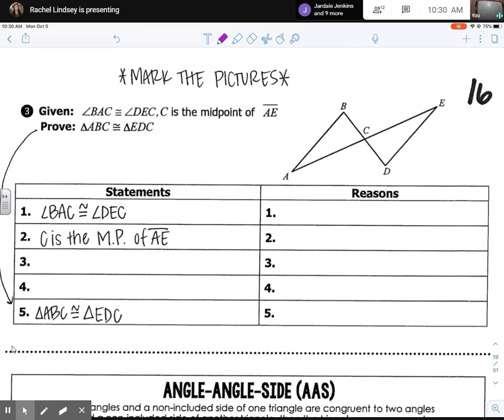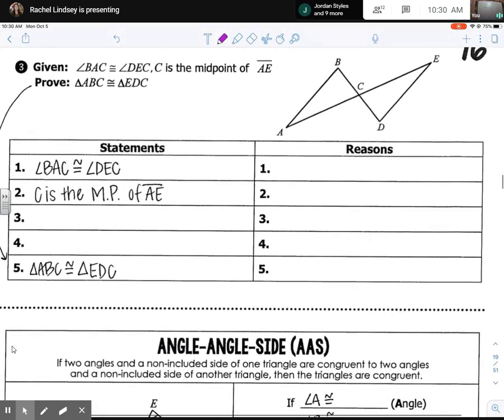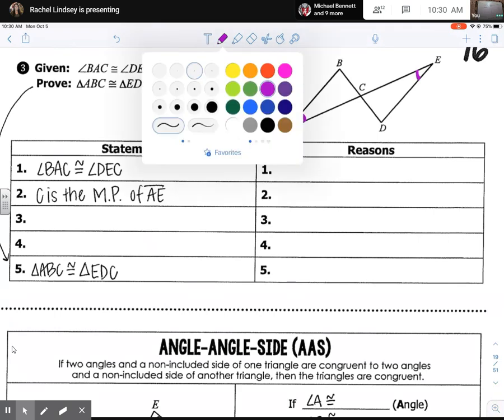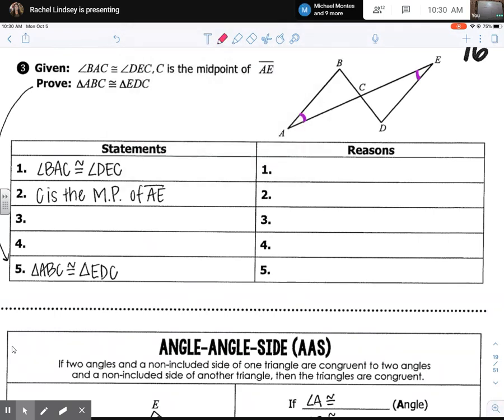Okay, so on page 16, number 3, we're given angle BAC is congruent to angle DEC. So I know those two angles are congruent. Then it says C is the midpoint of AE. It only tells me it's the midpoint of just that line. So I'm going to write my first two reasons here: Given, because those two things were given.